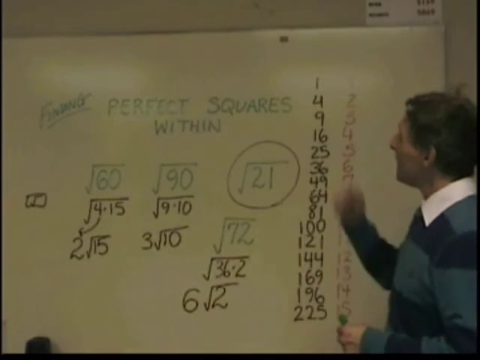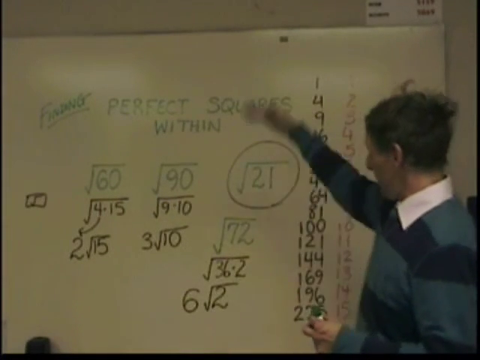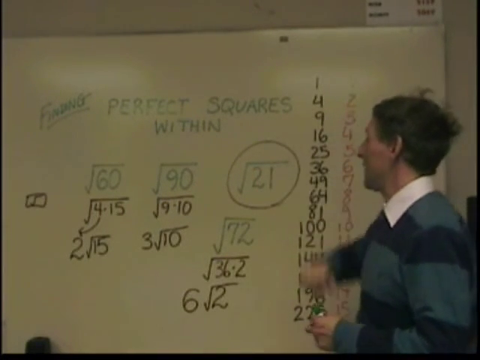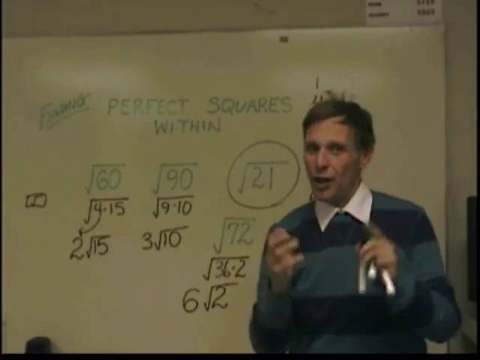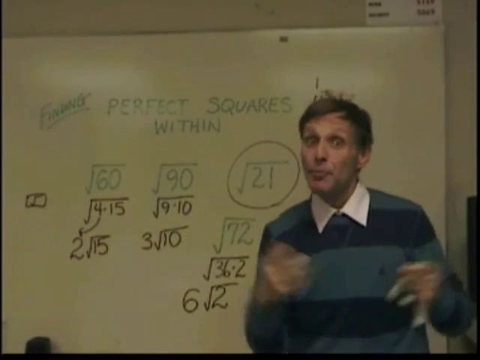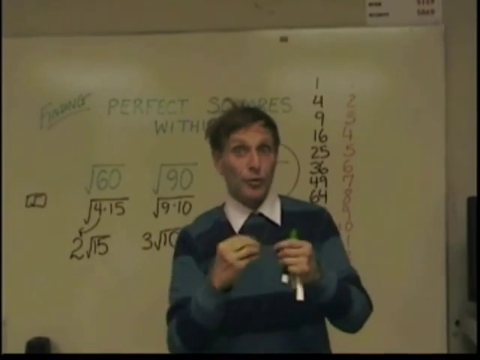So that's our lesson, our quick lesson review of perfect squares within and simplifying radical numbers, looking for those perfect squares within radicals that are not perfect squares themselves, but do have perfect squares as multiples in them.